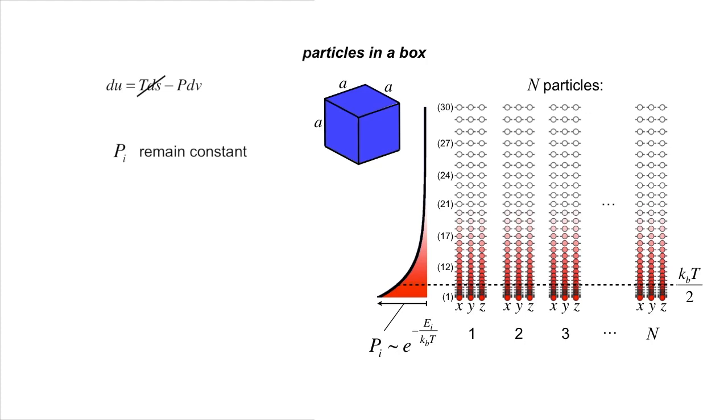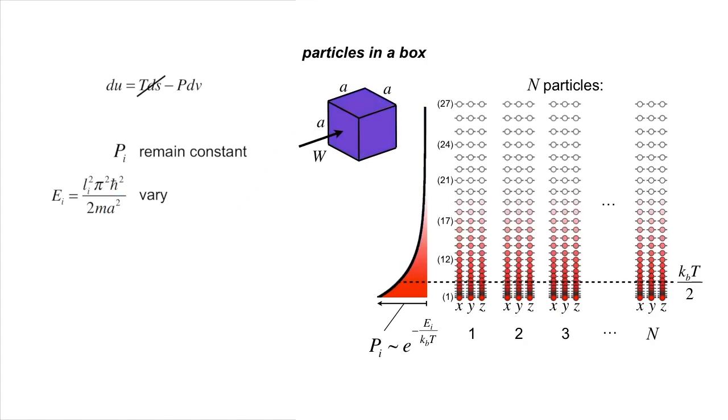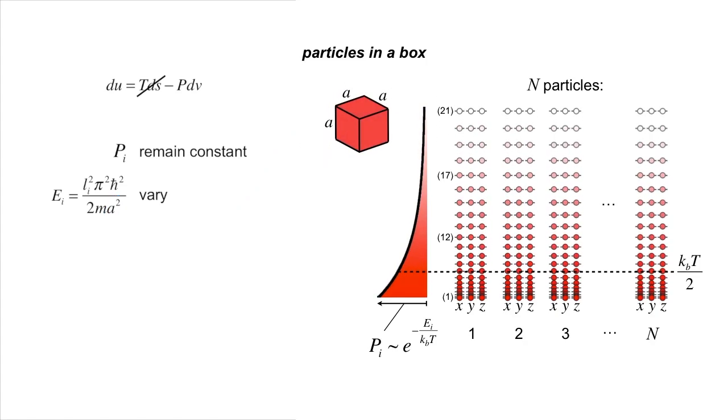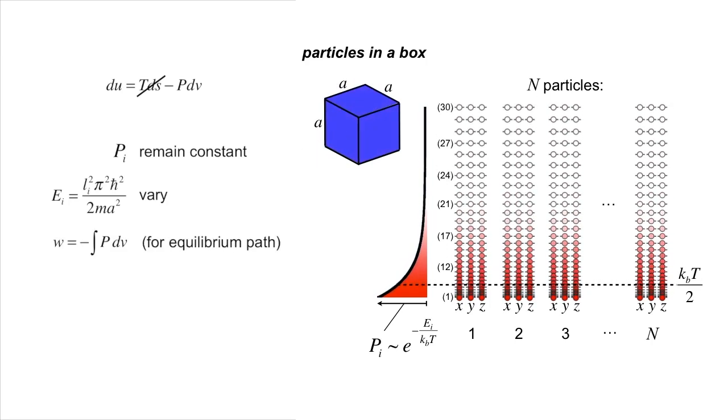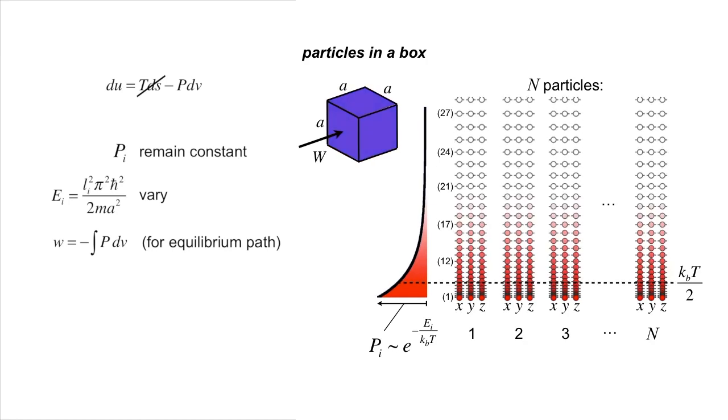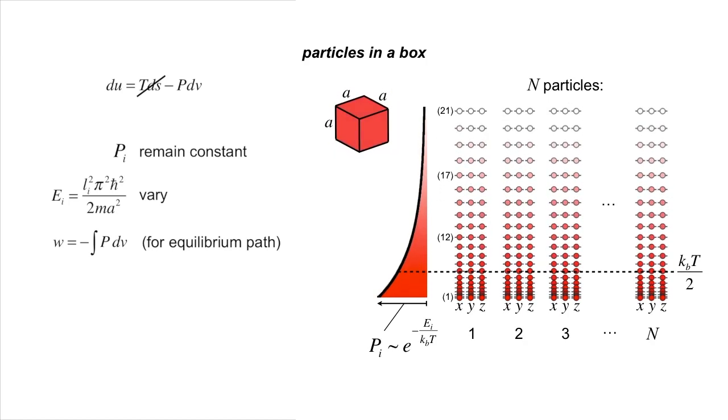But how can we change the energy of the system without changing the populations of the energy levels? The only way would be to change the energies E sub i of the levels themselves. In this case, the energy of each level is inversely proportional to the square of the box size, A. So if we decrease the volume in a continuous state of equilibrium, we'll raise all the energy levels together, increasing the total energy and temperature of the system. Or vice versa if we increase the box size. This is the quantum mechanical interpretation of what it means to do work under conditions of equilibrium.